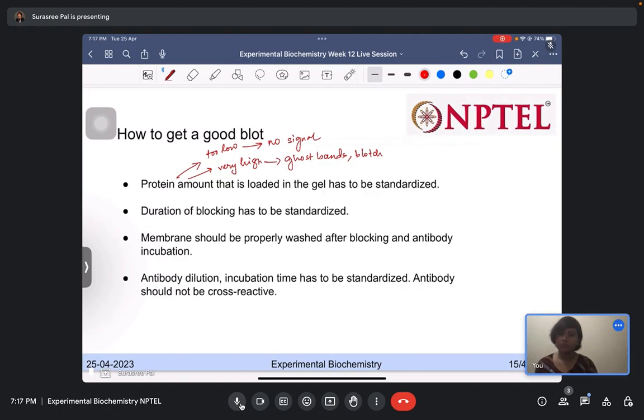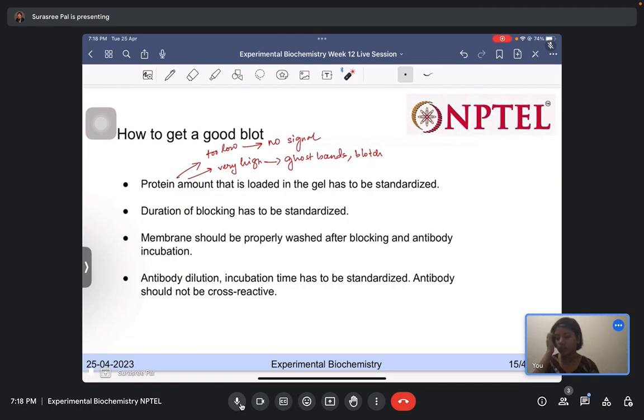And the membrane also has to be properly washed after blocking and antibody incubation. Otherwise there will be non-specific signals. So this washing is also very critical. And the other thing is the dilution of the antibody and the incubation time of the antibody. These things also have to be standardized.